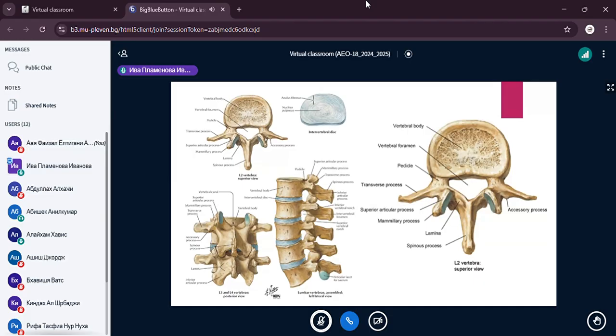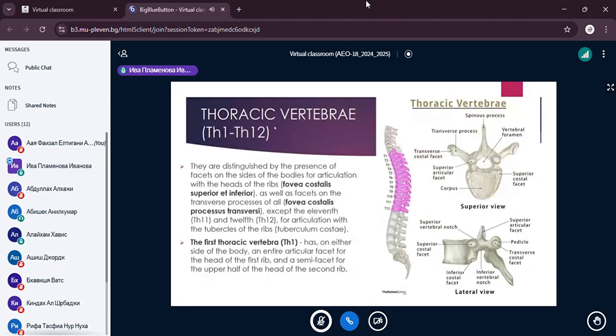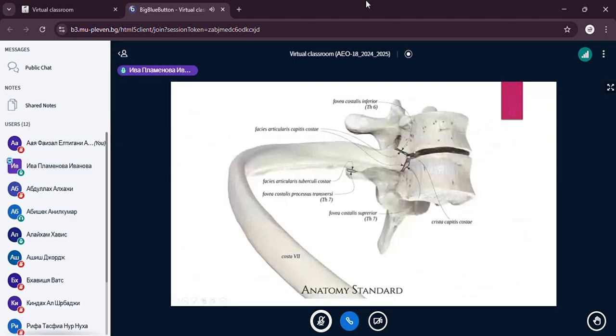For the thoracic vertebrae, you have to know that here we have costal surfaces, articular surfaces for the head of the ribs here. And we have an articular surface on the transverse process for the rib tubercle. That's the main thing.